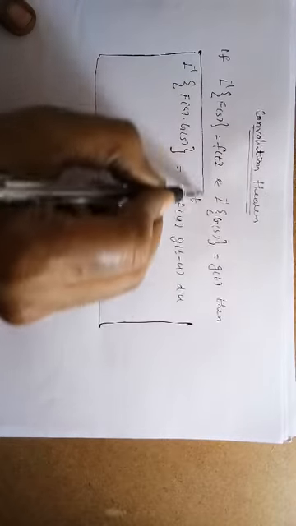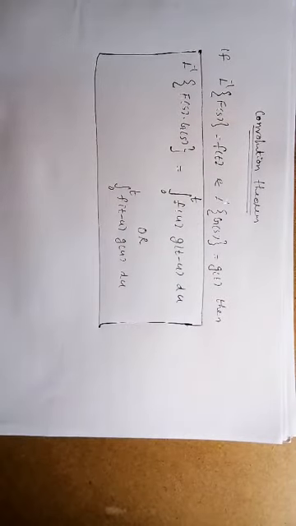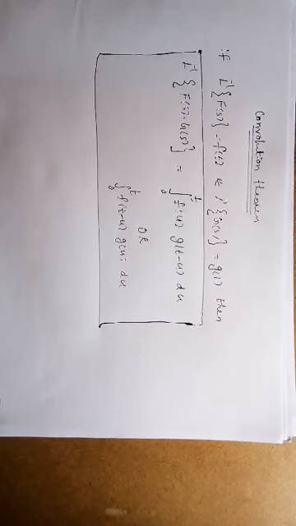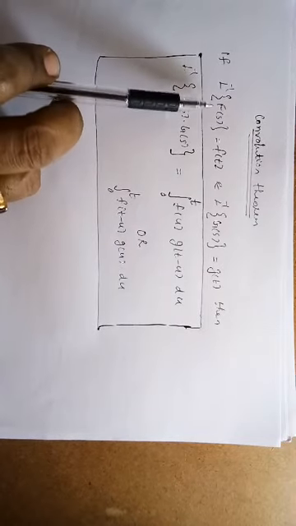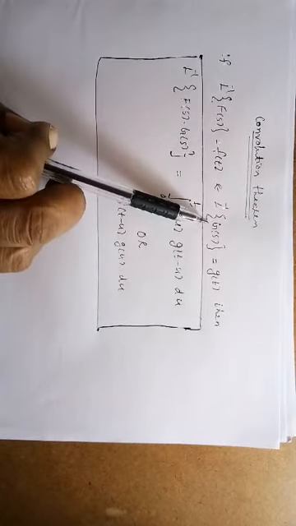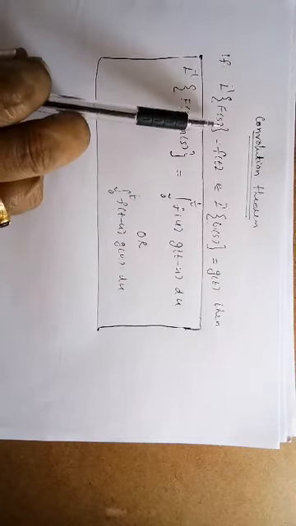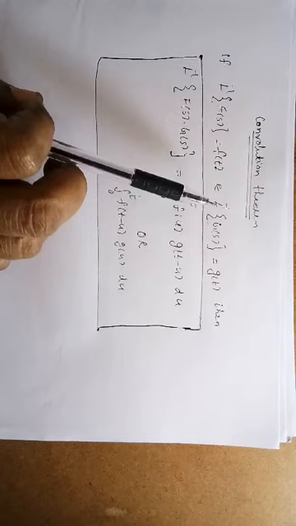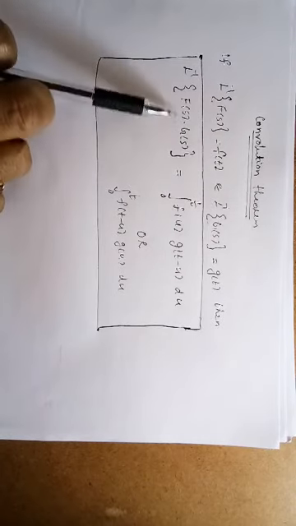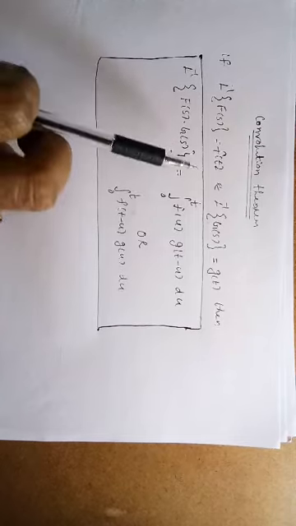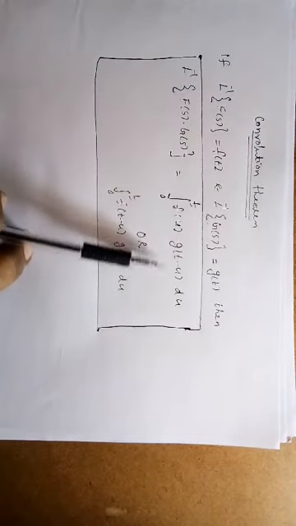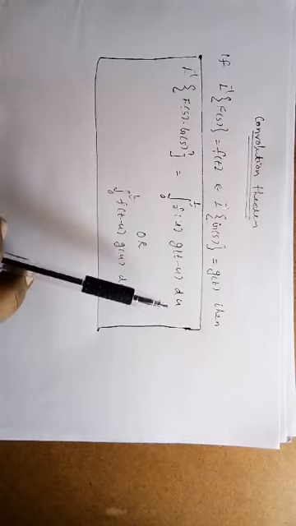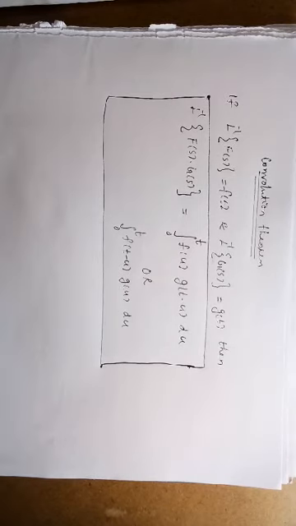So this is an important method for finding the inverse Laplace transform of certain functions. This theorem says that if we are given two functions F(s) and G(s), and we know the inverses of F(s) and G(s) respectively, then we can find the inverse of the product F(s) into G(s) easily by doing some integration, integral 0 to t f(u) g(t minus u) du. Using this theorem we can find the inverse of some functions.